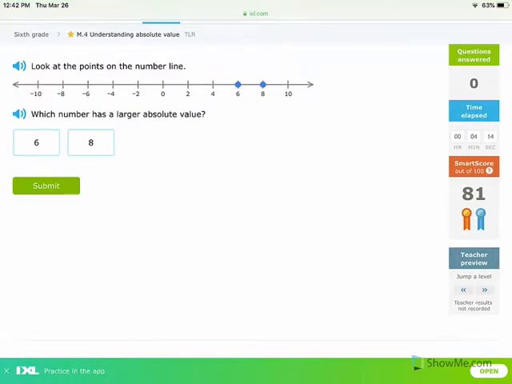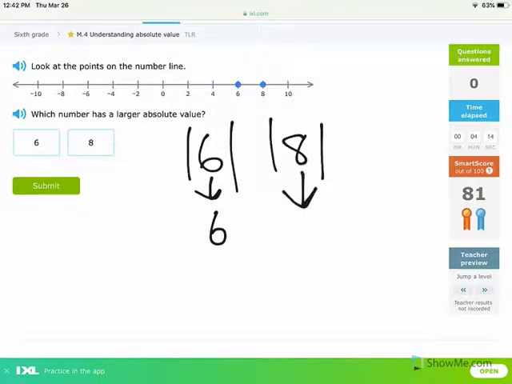Okay, next question. Look at the points on the number line. Which number has a larger absolute value? If it helps you to write it out, then write it out. If I said, what's the absolute value of 6? You would say 6. What's the absolute value of 8? You would say 8. Which number is larger? 8. So it has a larger absolute value.